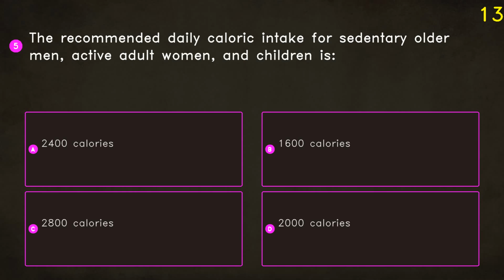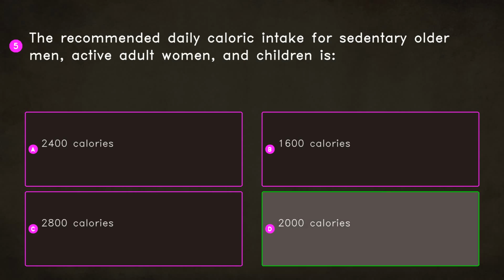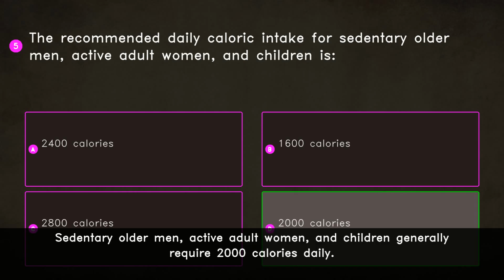Question 5. The recommended daily caloric intake for sedentary older men, active adult women, and children is A. 2,400 calories. B. 1,600 calories. C. 2,800 calories. D. 2,000 calories. The correct answer is 2,000 calories. Sedentary older men, active adult women, and children generally require 2,000 calories daily.